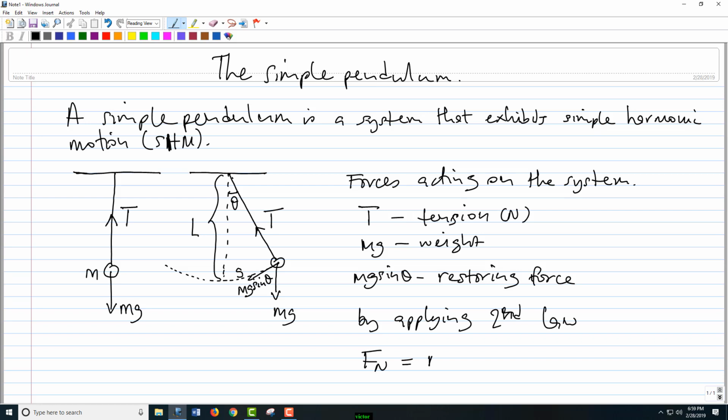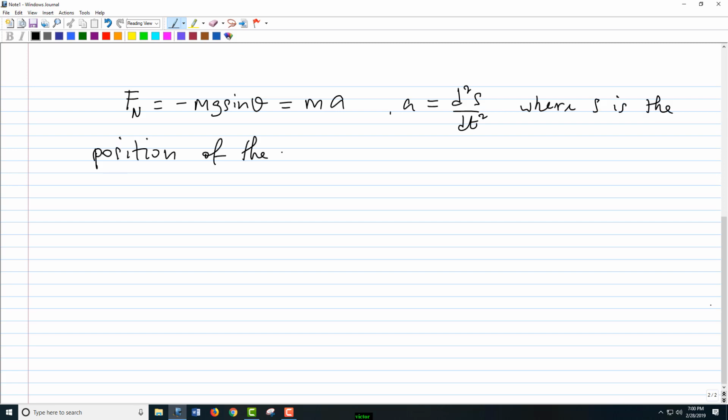we see that the net force on the system is equal to the mass of the bob, or the mass at the end of the string, multiplied by the acceleration. So the net force along the direction of motion is equal to mg sine theta, and that should be equal to the mass multiplied by the acceleration along the direction of motion. We write our acceleration as equal to d squared s dt squared, where s is the position of the mass measured along the length of the arc.